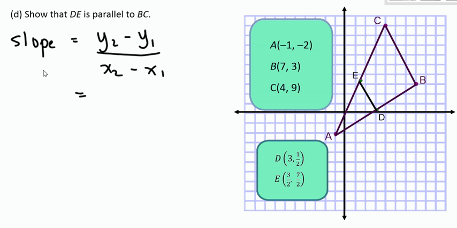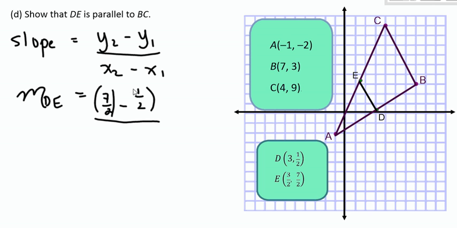So let's look at the slope, a small case m of DE. So here's the points D and E. So y2 minus y1 over, let me just fix my brackets here, over x2 minus x1.